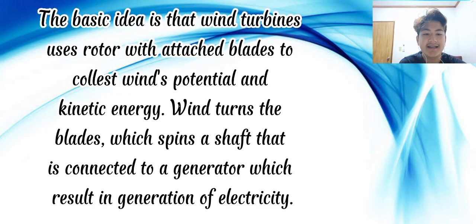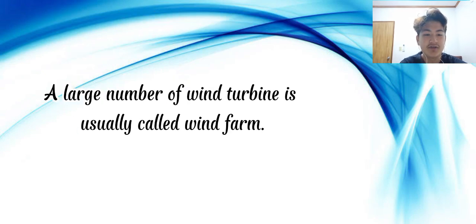So, the basic idea is that wind turbines use a rotor with attached blades to collect wind potential and kinetic energy. Wind turns the blades, which spin a shaft that is connected to a generator, which results in the generation of electricity. A large number of wind turbines is usually called a wind farm.